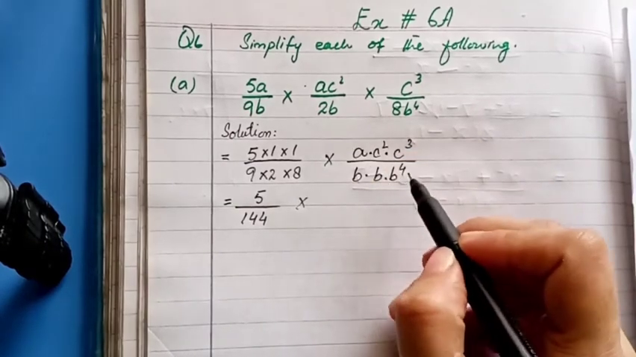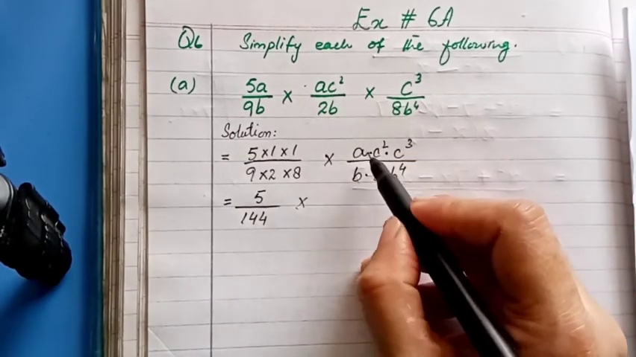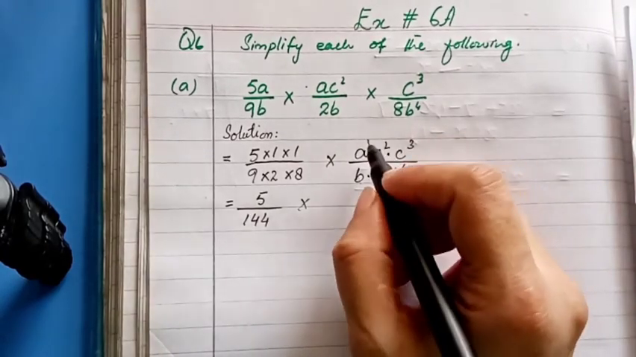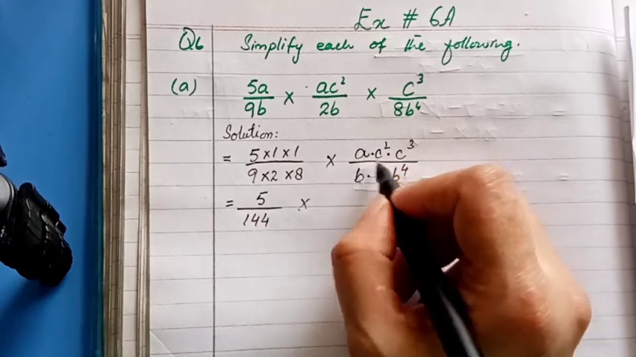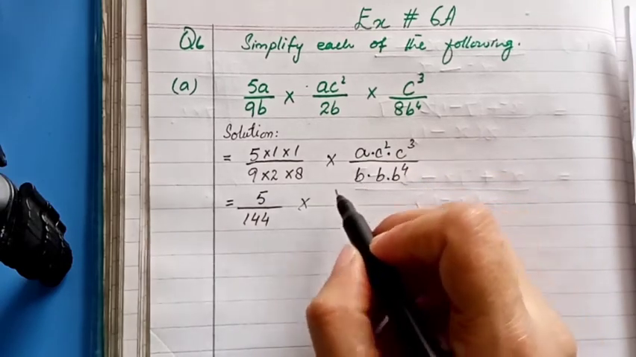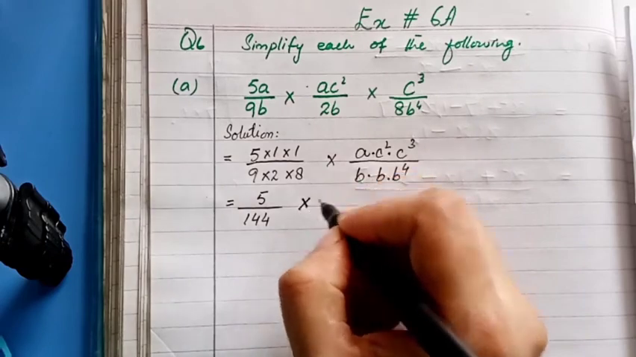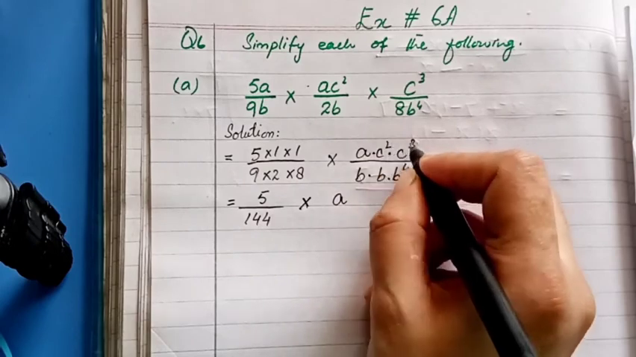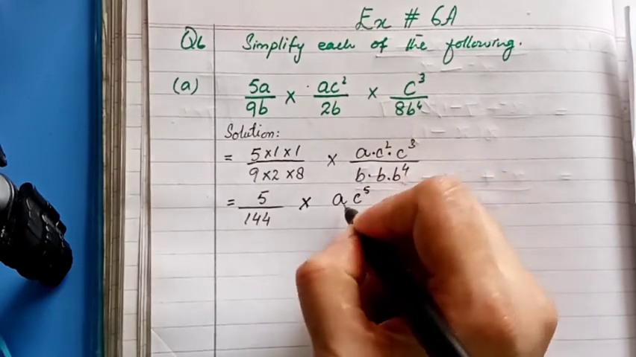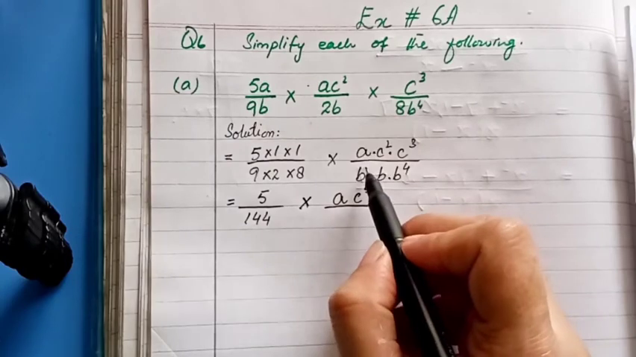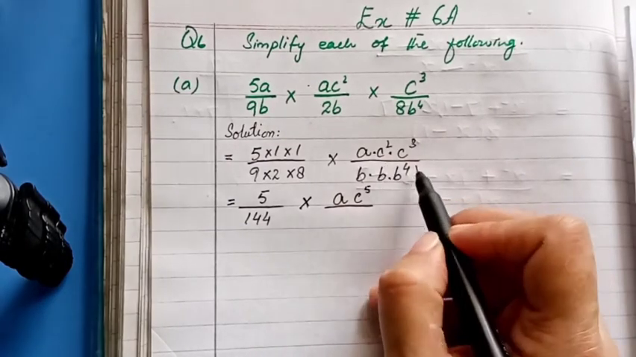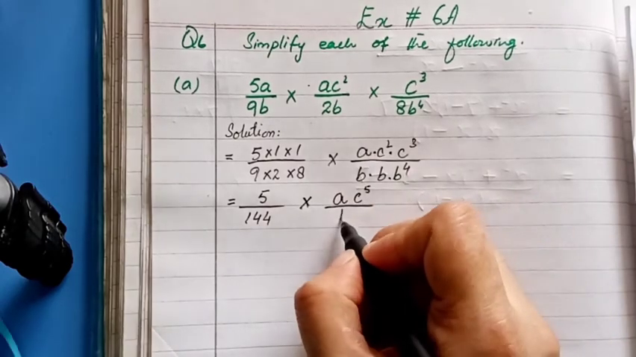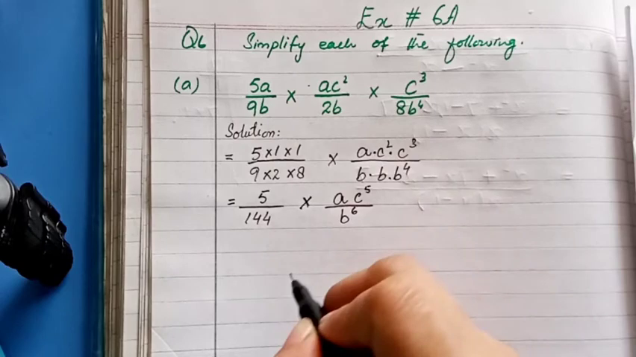When we move towards this part of the fraction, we have to solve each variable separately. Here we don't need to move any variable because we have the same variable in the numerator and the same variable in the denominator, so we are just going to solve it by adding their powers. So here we have c, 2 plus 3 means c power 5, and in the denominator we have 1 power here, 1 power here, and power 4 here. So 4 plus 1 is 5, 5 plus 1 is 6, so we have b raised to the power 6 here.